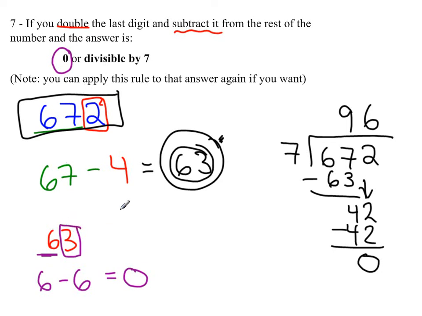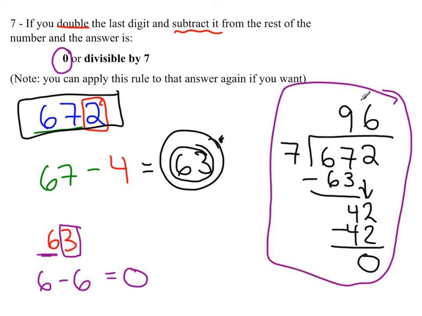Now, the rule is kind of nice because you can cheat in that aspect where you just double the last digit and then subtract it from what's in front. But it's easy to get them confused. So always fall back on your long division to check divisibility, worst case scenario.